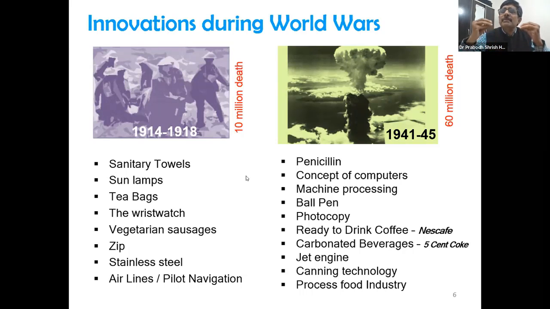Food processing as a branch developed because of World War II. They wanted to carry food with the soldiers, and the US army particularly was carrying cans. They were carrying various products with their army, and that's why food processing developed. So it's a very interesting evolution of food processing, and we need to understand: bigger the crisis, bigger the innovation.